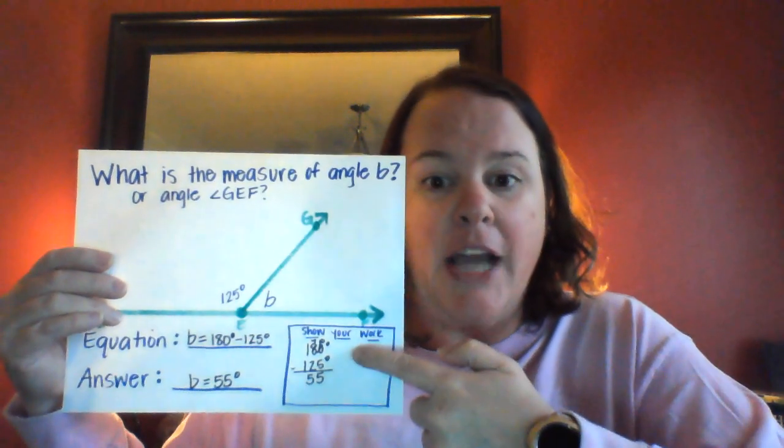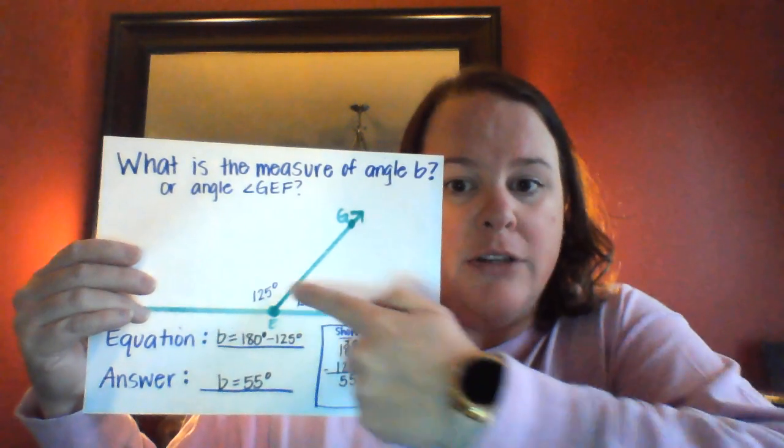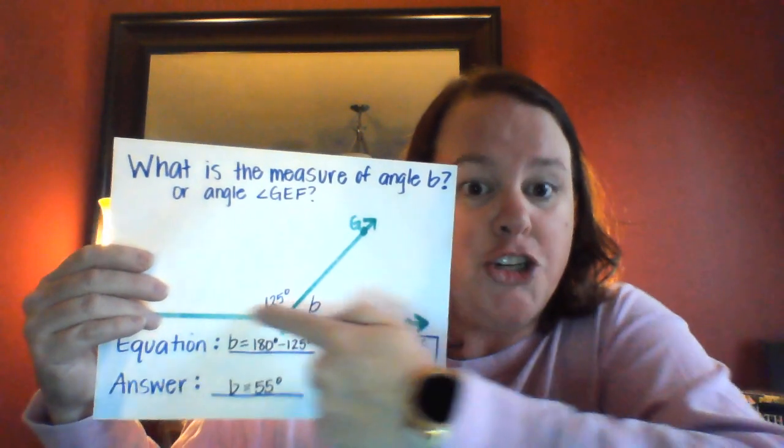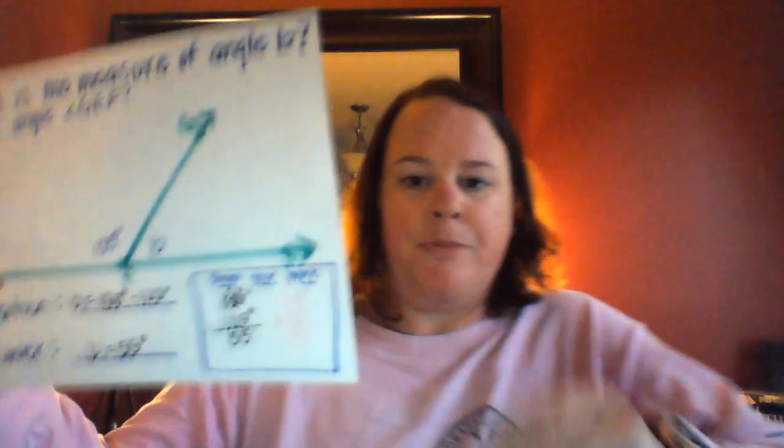I can check this by adding my two angles together, 125 plus 55, to see if I get my straight angle of 180. I'm going to add that in a different color just so I can check my work. You can check your work too while you're waiting for me. So there you have it.